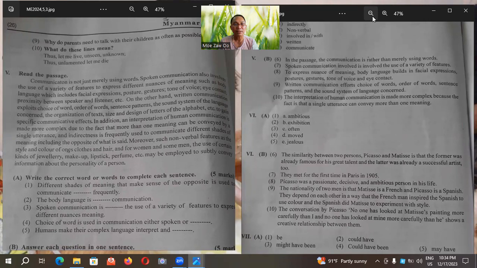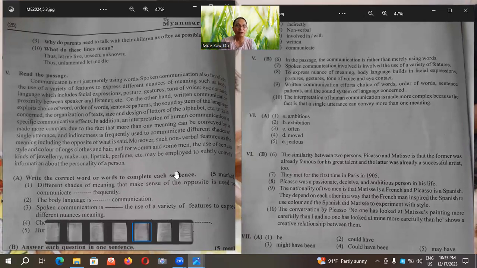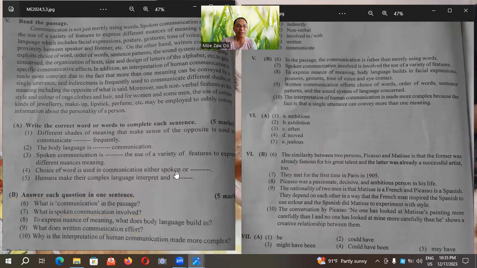Moreover, such nonverbal features as the style and color of one's clothes and hair, and for women and some men, the use of certain kinds of jewelry, makeup, lipstick, perfume, etc., may be used to subtly convey information about the personality of a person. Okay, let's look at the questions. Write the correct word or words to complete each sentence.